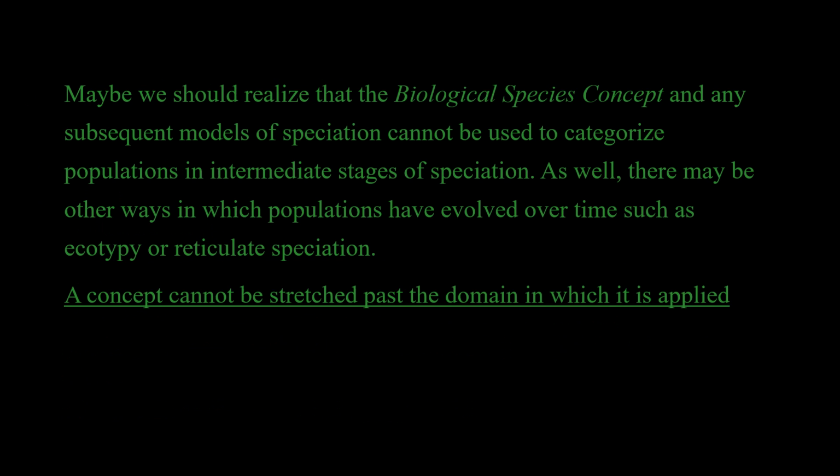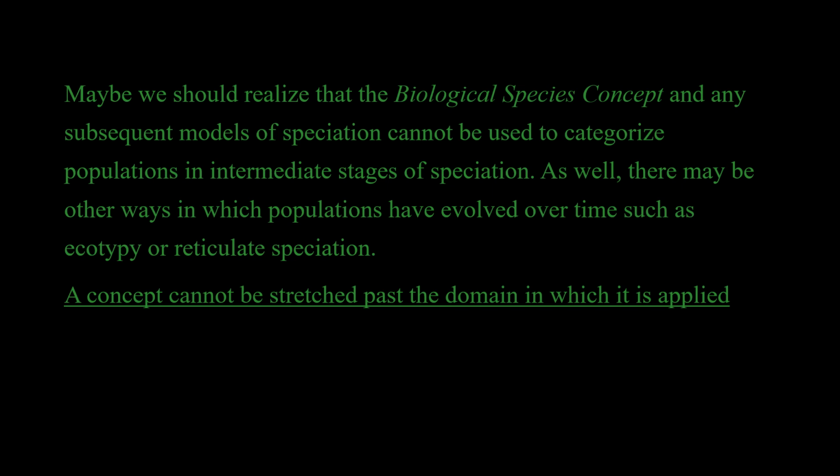I think in all of this, we have to realize that the biological species concept and any models that we want to build based on that really have to take into consideration that we have all kinds of intermediate stages. And there may be other ways in which populations have evolved over time, such as ecotypy, or the idea of reticulate speciation, where over long, deep time, species merge and then diverge and merge and diverge. So all of this is going on at the same time, and we can't really apply just a single concept that has a set of strict rules within this domain. It can't be stretched beyond that to describe everything.